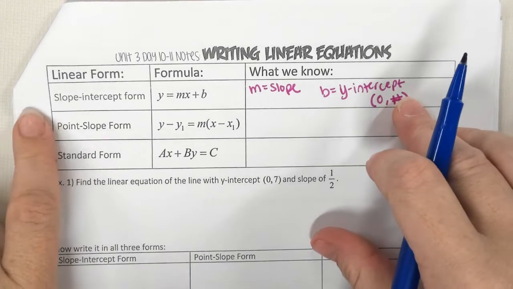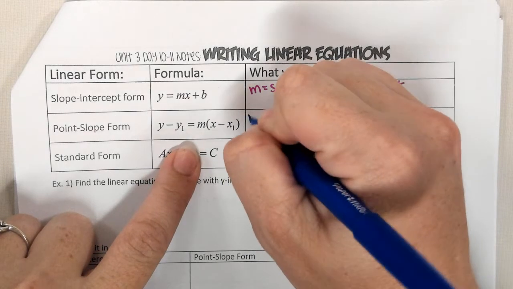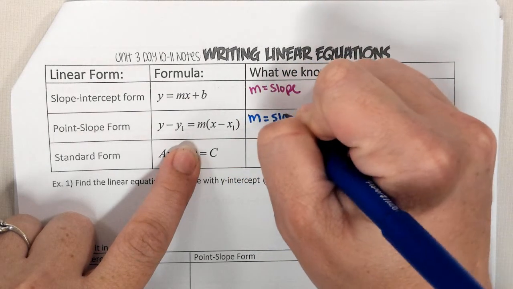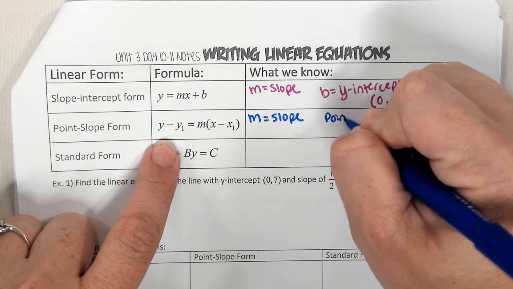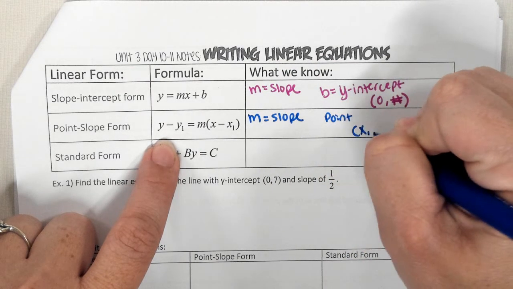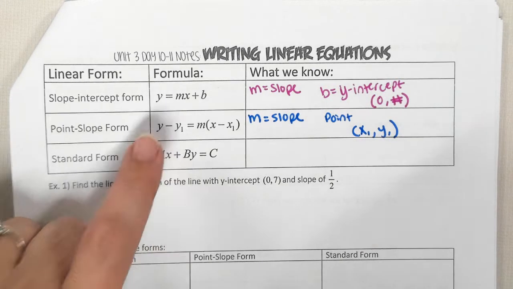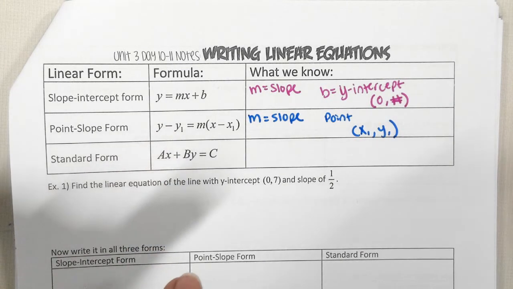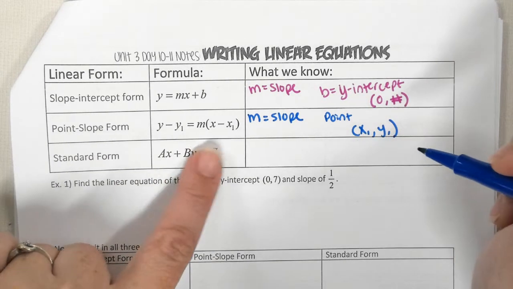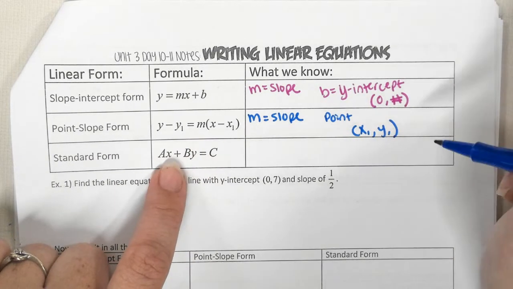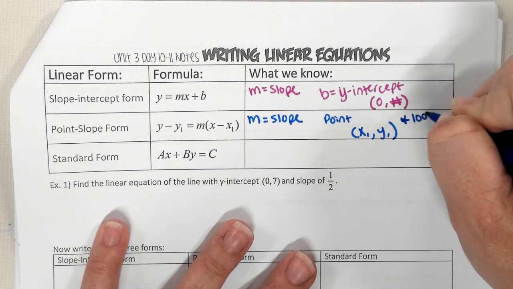Then we have point-slope form, which gives us a point and a slope. So we, again, are given slope. And then we're given our point, x1, comma, y1. Okay, x1, y1 is your point. I want you to realize it does not have to be any specific point. And when you plug it in, it's going to look opposite.